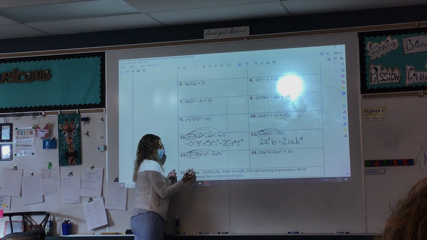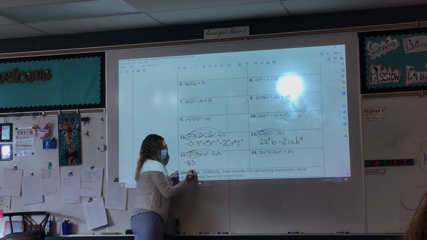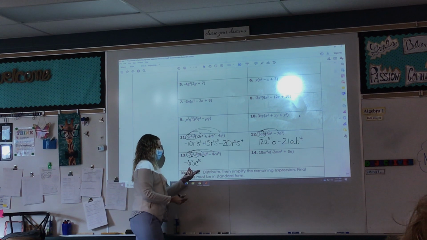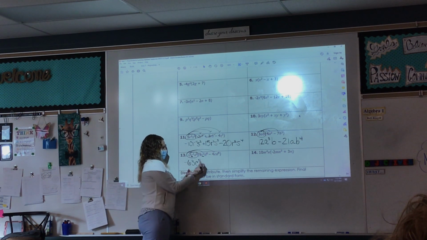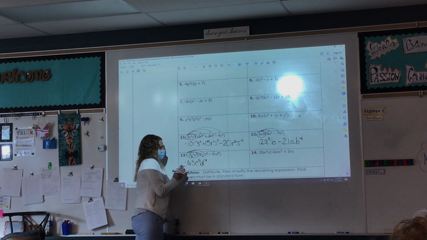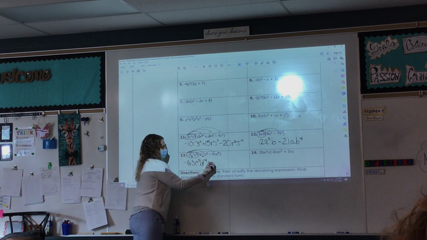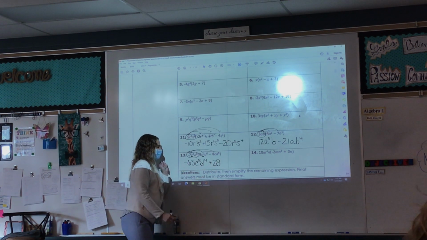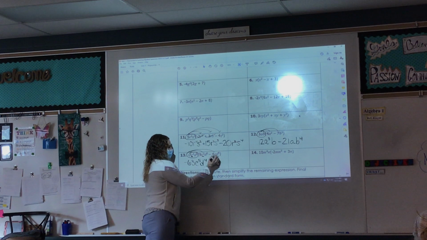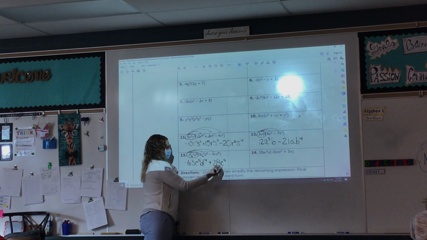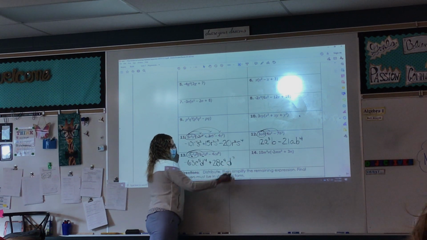Negative 7 times 9 is negative 63. Then we have c to the third times c squared. If you have the same base and you multiply across, you add your exponents. D squared times d squared is d to the fourth. Now you notice we have a negative times a negative, which would give me a positive 28. 7 times 4. Then we have c to the third times c, which would give me c to the fourth. D squared times d to the fifth would give me d to the seventh.